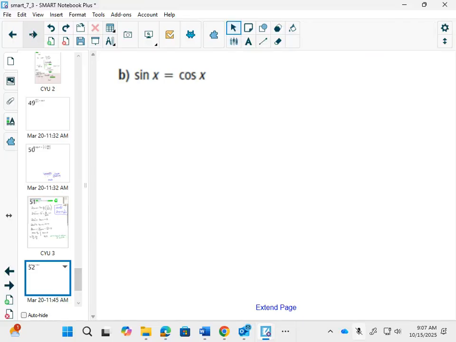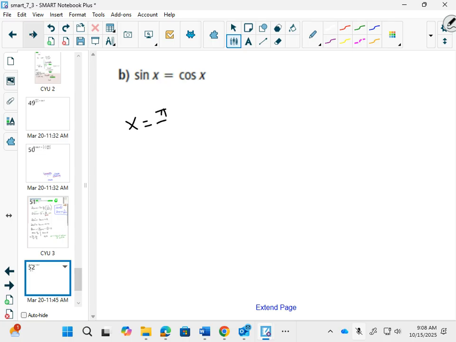There are some people who just do this one by inspection. Think about your pi plate. Sine is your y coordinate, cos is your x coordinate. Are your x coordinates and y coordinates ever exactly the same? Yes. What family? Pi over 4. And which quadrants? All of them? One. One? Just one? So x equals pi over 4?